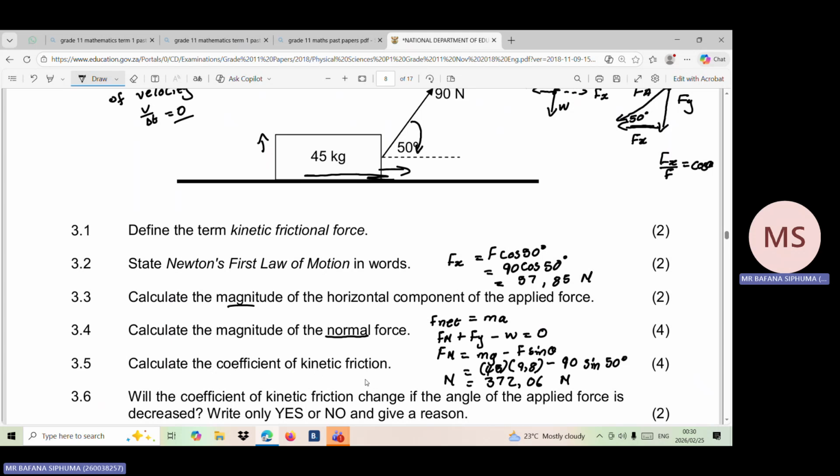And then we calculate the coefficient of kinetic friction. The coefficient of kinetic friction. I will erase this one, but I also hope that when I erase, I will not have a problem. I just hope so.